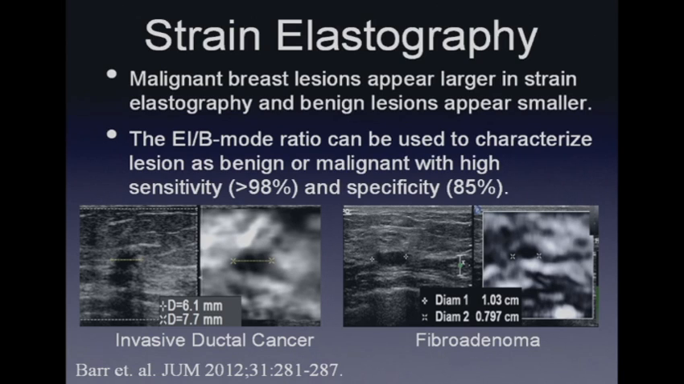In this example, we have a case of an invasive ductal cancer on the left, which shows the lesion measures approximately 6 millimeters on the B mode image, and on the elastogram measures 7.7 millimeters. And again, we use a ratio of equal to or greater than 1 as a malignant lesion, and a ratio of less than 1 as benign. The image on the right shows a benign fibroadenoma, which measures a little bit over 1 centimeter on the B mode image, and measures only approximately 8 millimeters on the elastogram, so that it has gotten smaller on the elastogram and again consistent with a benign lesion.